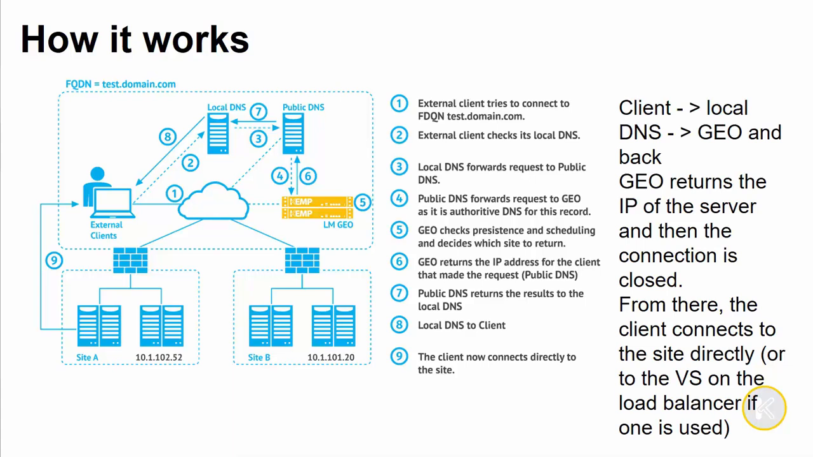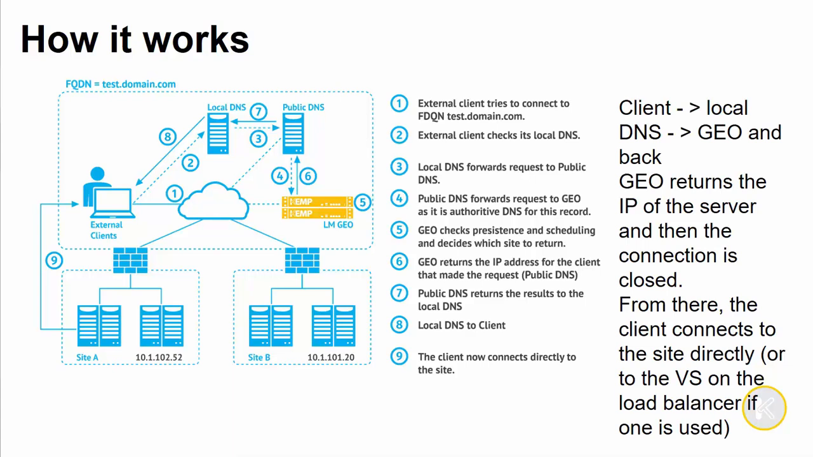GEO can be used for either internal name resolution or external name resolution, or both. In this example, we have a client looking to resolve the fully qualified domain name test.domain.com. The external client will check with the local DNS server. The local DNS server will forward the request to the public DNS for domain.com. The public DNS will forward the request to GEO since it's responsible for resolving the record test.domain.com.